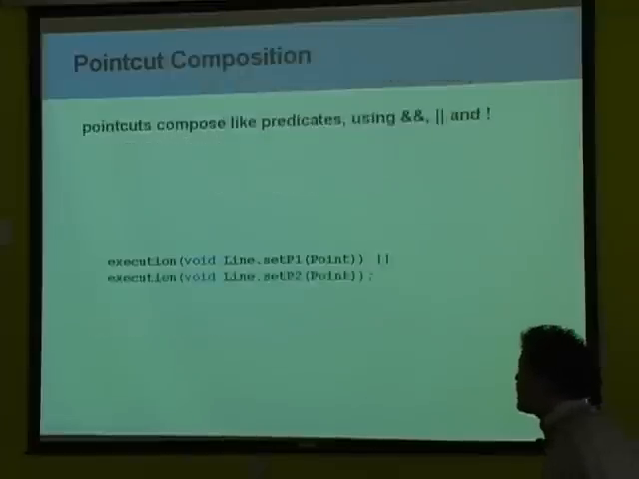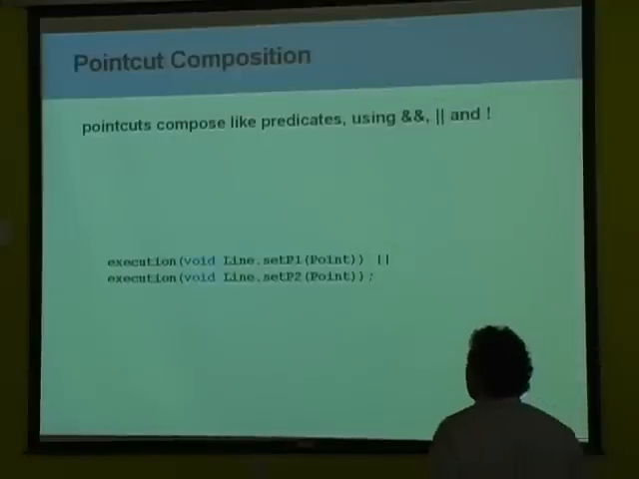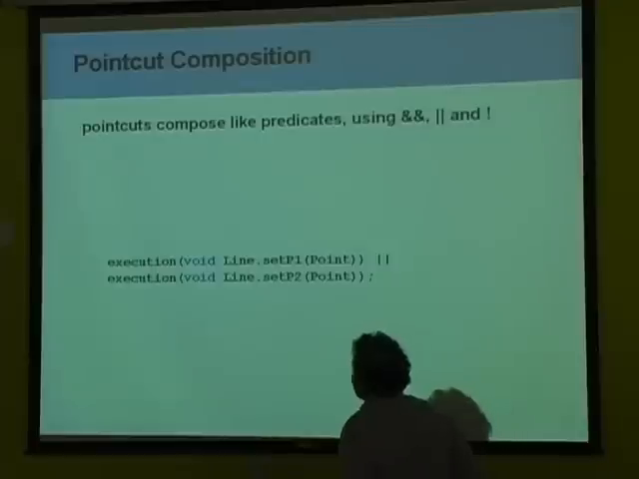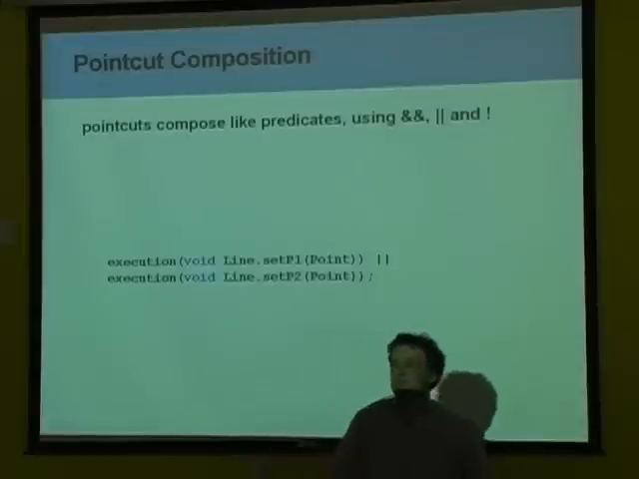Because they're predicates, you can compose them. So this is a compound pointcut that matches any join point that is either an execution of setP1 or an execution of setP2.